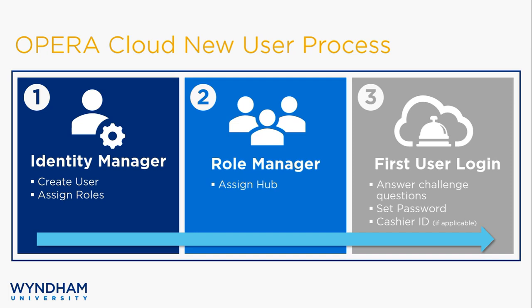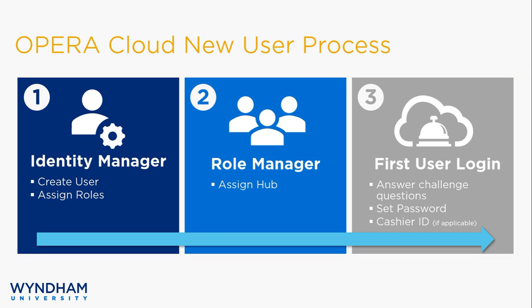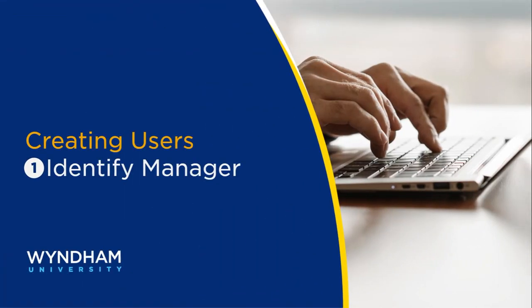And as mentioned earlier, if this user has the OPERA cashiering role assigned, the cashier ID is created and attached to the user upon first login, and the hotel administrator can see this new cashier number and assignment through the Role Manager module. Now that you understand a few of the basics around users, let's review how to build users, beginning with the Identity Manager module.